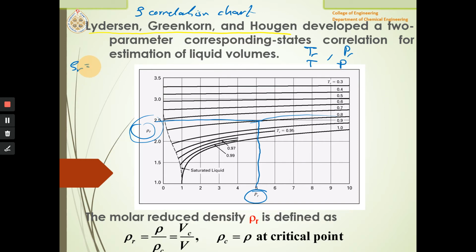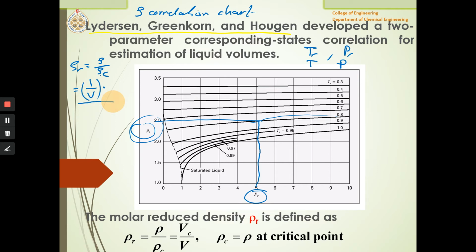And they are, according to the definition, reduced properties. Any reduced property means the property over the critical property. So TR is T over TC, PR is P over PC. So rho R is also rho over rho C. And then back to Chem Eng 111, rho itself is the inverse of specific volume. So that is rho R. I will divide it by rho C.